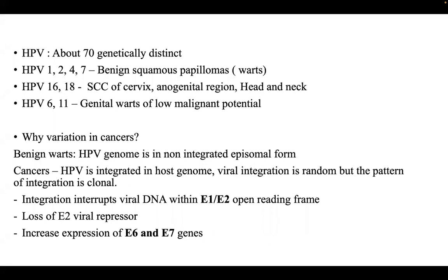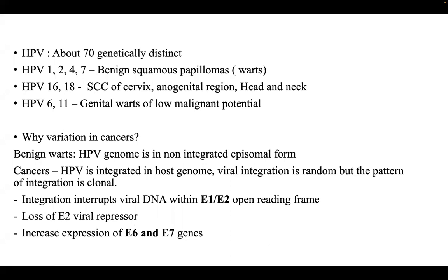So this integration of the HPV genome usually interrupts the viral DNA within the E1, E2 open reading frame, and hence there is loss of the E2 viral suppressor. E2 attaches to the promoter of these specific viral proteins, E6 and E7. These are viral proteins that are essential for generating the neoplastic process. So when E2 attaches to the promoter of these two genes, it represses them.